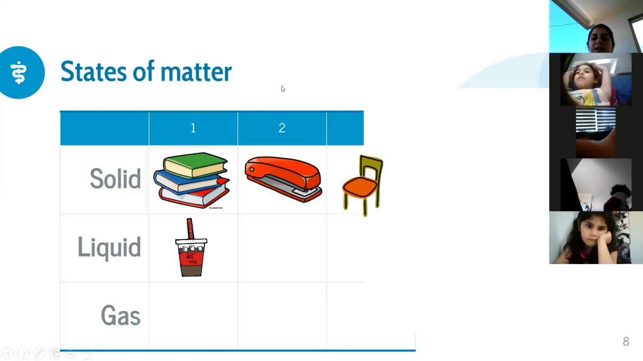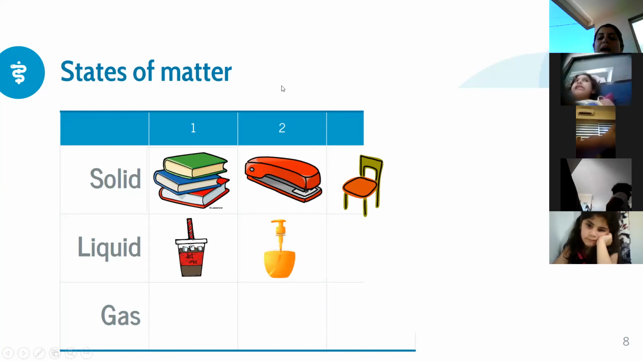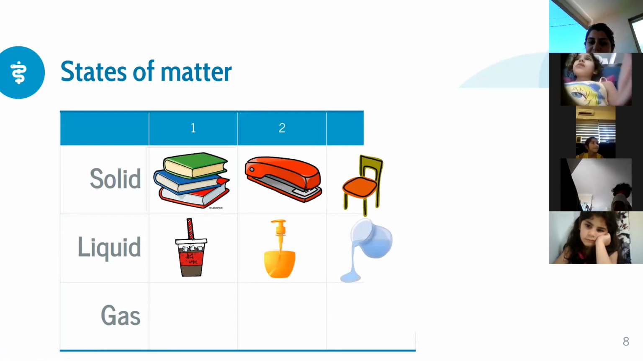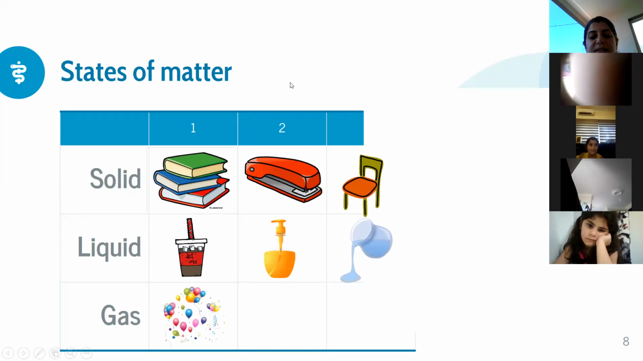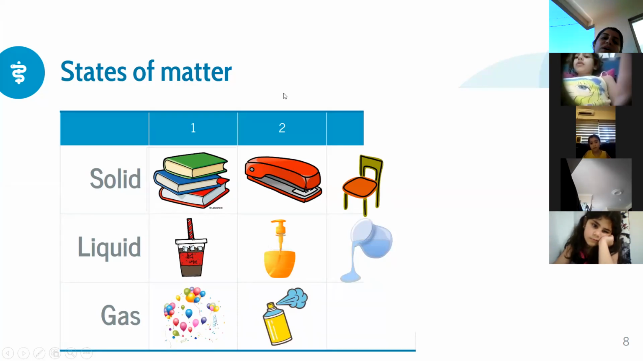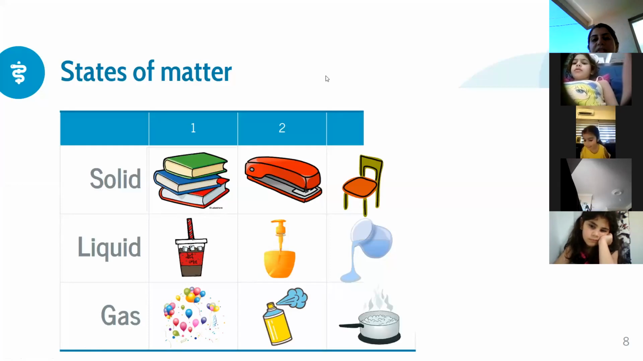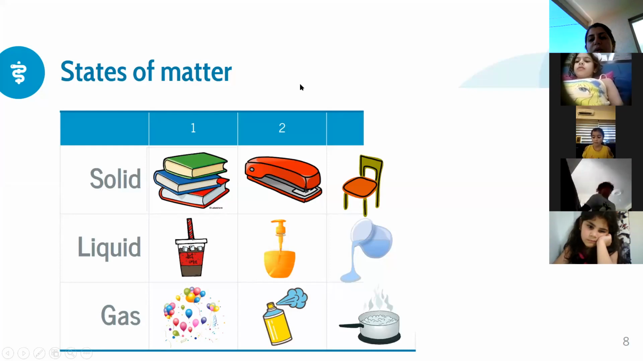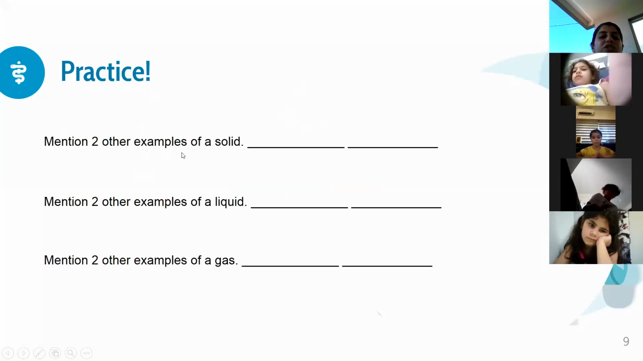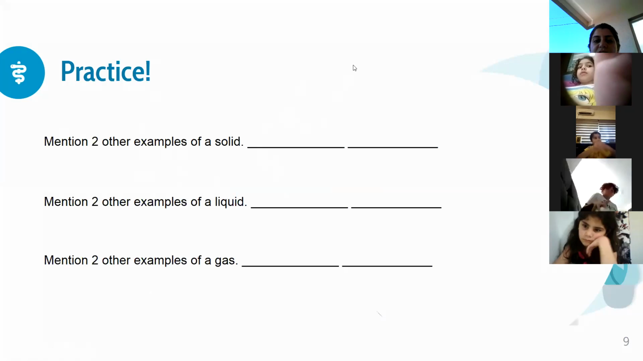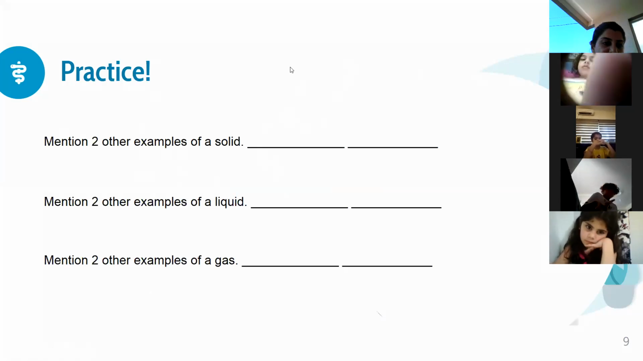I gave you for liquid a cup of cola, hand soap, it's hand gel, it's liquid. And water, we all know water is liquid. Let's go to gas. Balloon, the air filled in the balloon. The spray that comes out of a bottle, the deodorant or the air freshener, they're all gas. And the steam that comes out when we boil something. Mention two other examples of solids. Who's gonna give me two examples of solids? Batul.